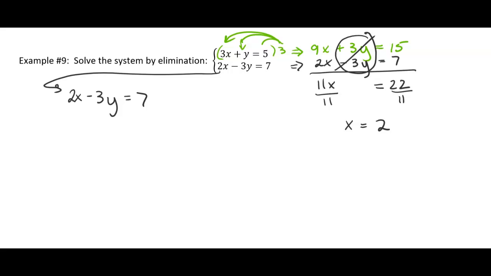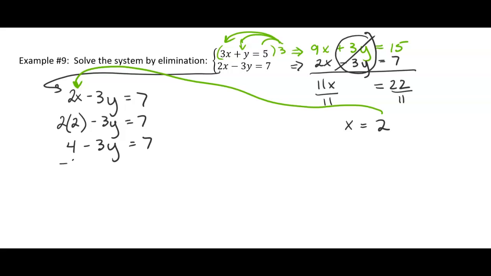Okay, so I'm going to plug that 2 in. I'm going to substitute. So 2 times 2 minus 3y equals 7. And so what we're doing is we're taking this value 2, and we're putting it in right there. So that substitution idea doesn't really leave. We use it a lot. Okay, 2 times 2 is 4.